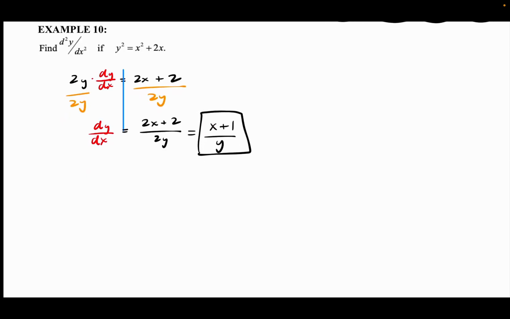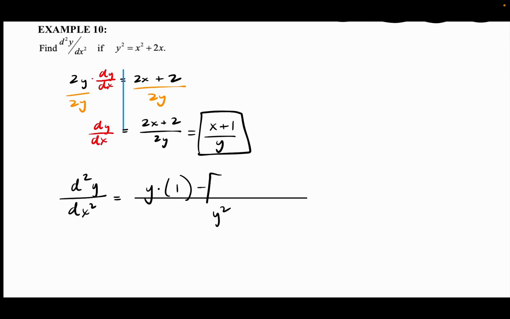So what are we going to do to find the second derivative? Quotient rule. We've got to use the quotient rule. So d squared y over dx squared, that's just the notation for the second derivative. We're going to need the quotient rule: low squared, low times the derivative of the high, 1, minus high times the derivative of the low, dy over dx.